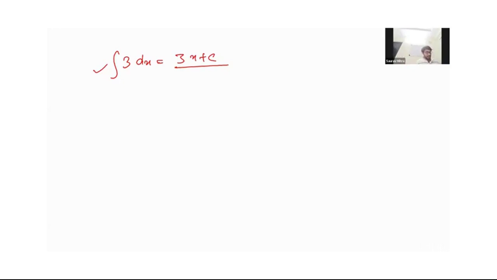So in this way we have to do the numericals. Okay, now we will discuss definite integral.